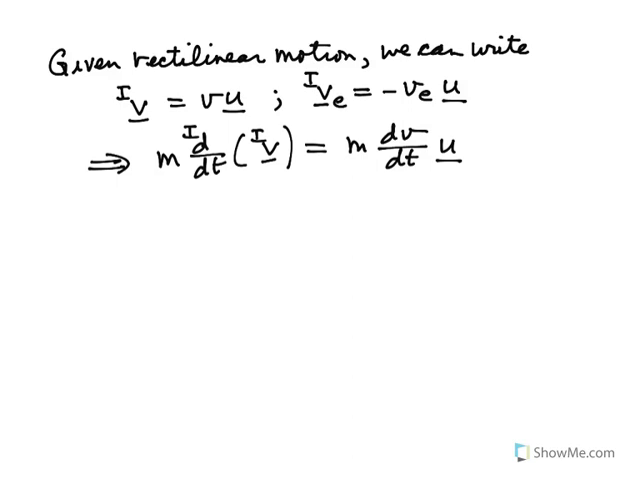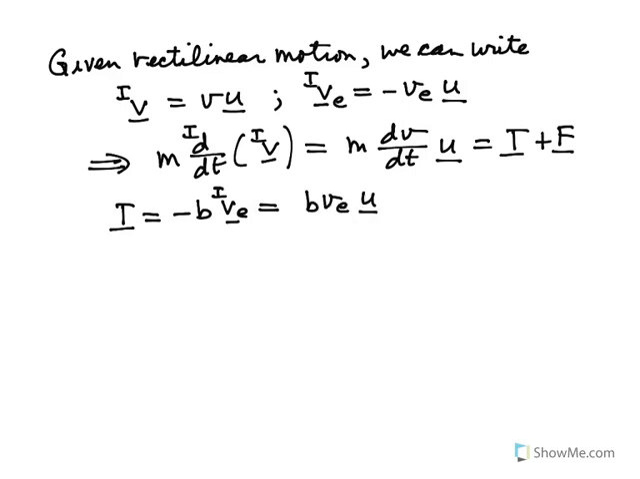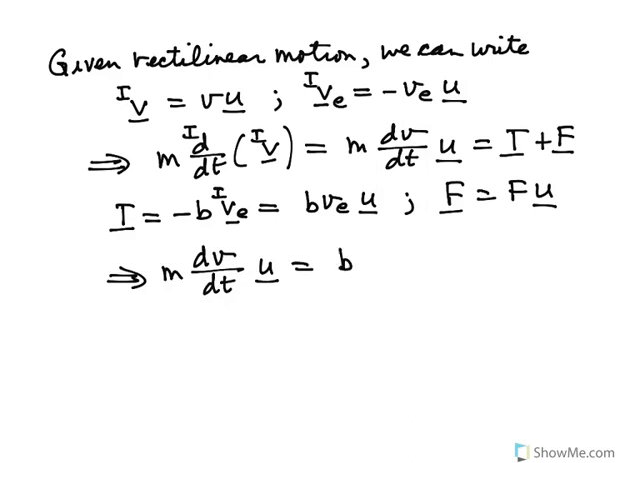And of course that is equal to T plus F. But T is equal to minus b times v_E/I, which is equal to b times v_E times u. And we have F is just equal to F times u, which gives m times dv/dt times u is equal to b times v_E times u plus F times u.